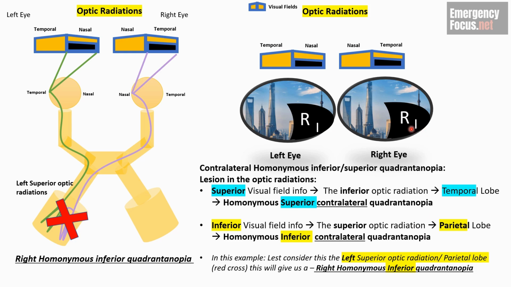Let's describe it. So we describe the blindness. So it will be right. Is it same side? Yes, right side of left eye, right side of right eye, so homonymous. Is it superior or inferior? Inferior, so right homonymous, inferior. And is it a quarter? Is half? Is it total? It's just a quarter. So how do we call it? Quadrantanopia. Very good. So right homonymous, inferior, quadrantanopia.